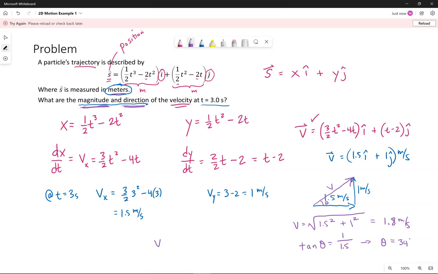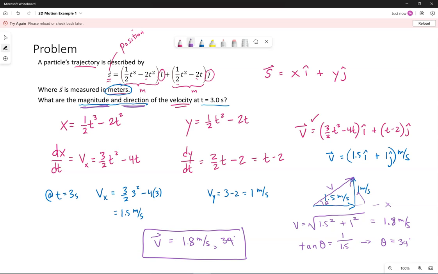So the magnitude and direction of the velocity at this time is 1.8 meters per second at 34 degrees. This is already measured relative to a positive x-axis going counterclockwise. So leaving it as 34 degrees is perfectly valid. We're in that first quadrant.